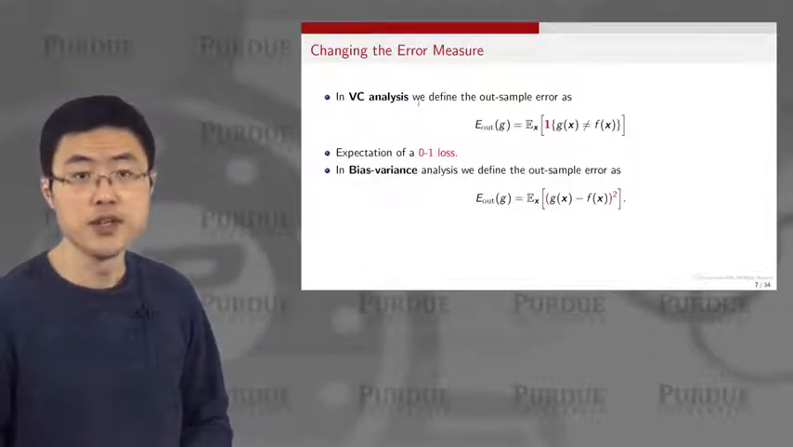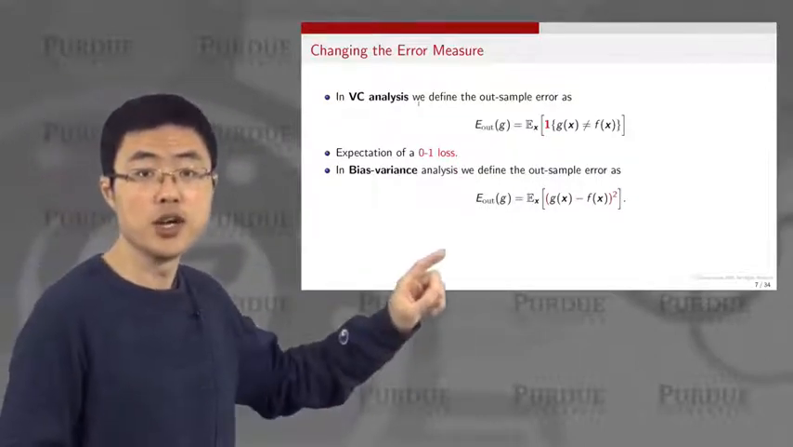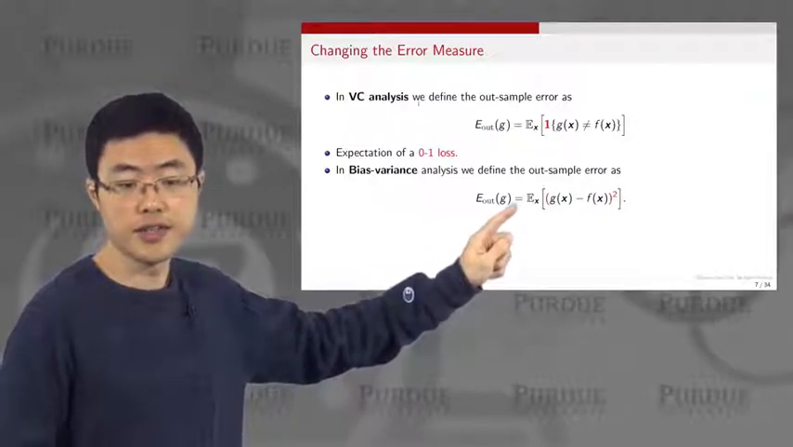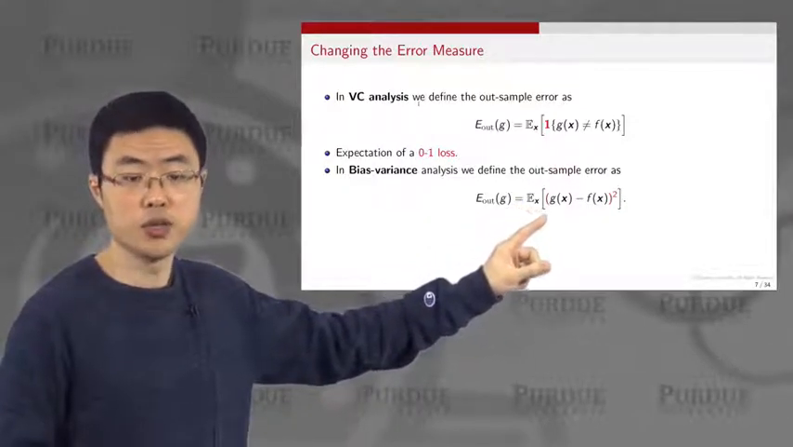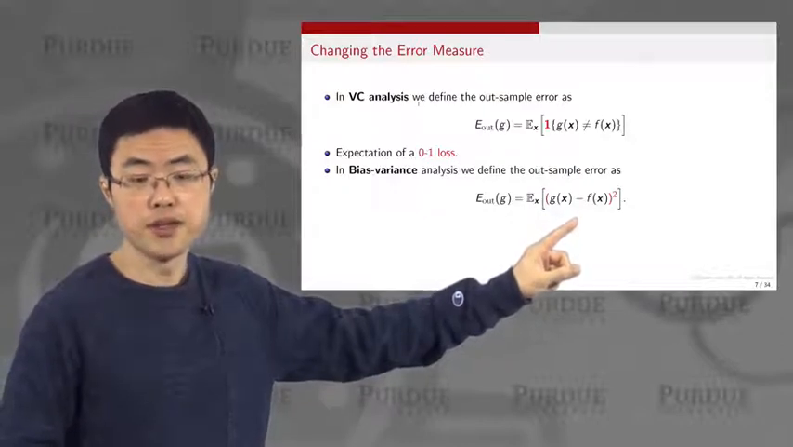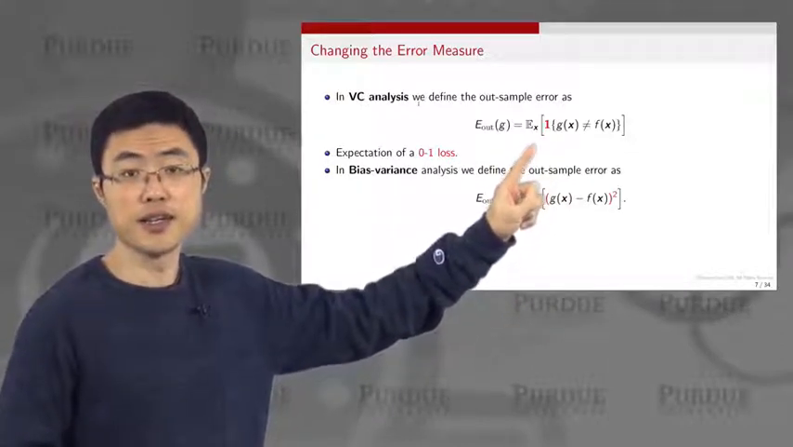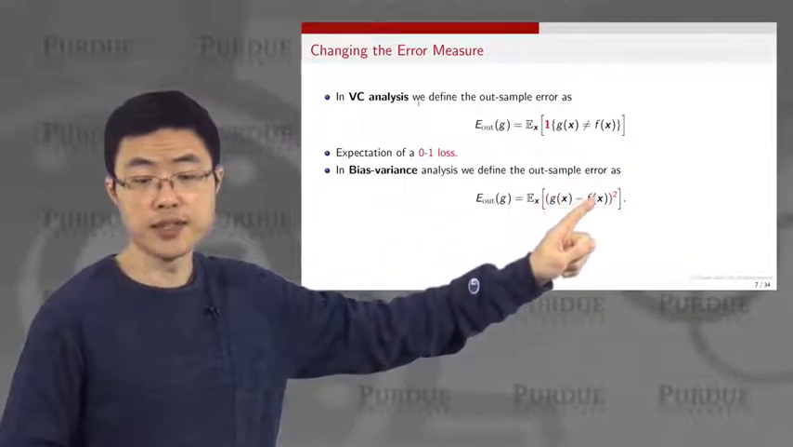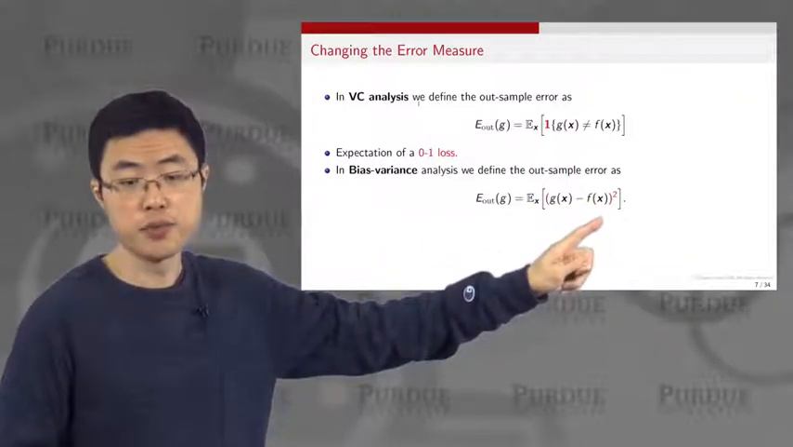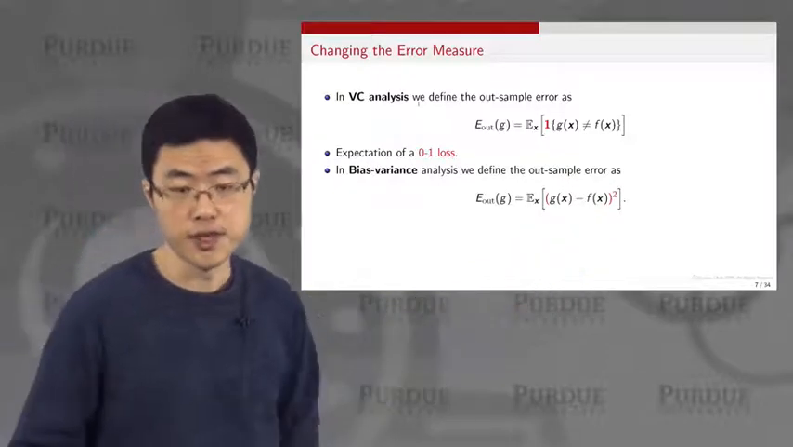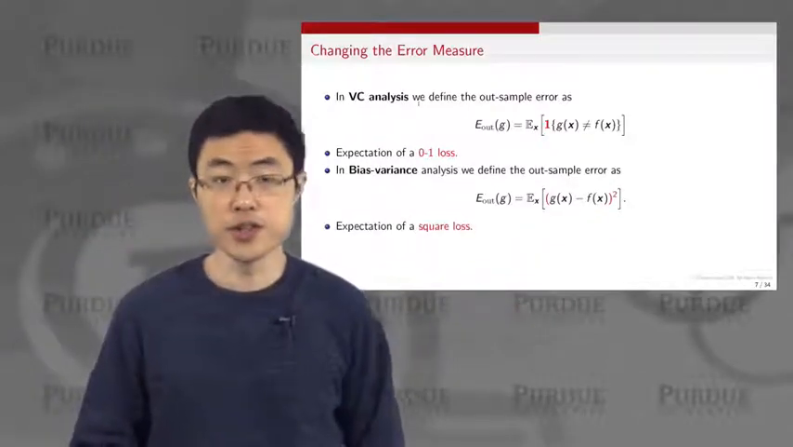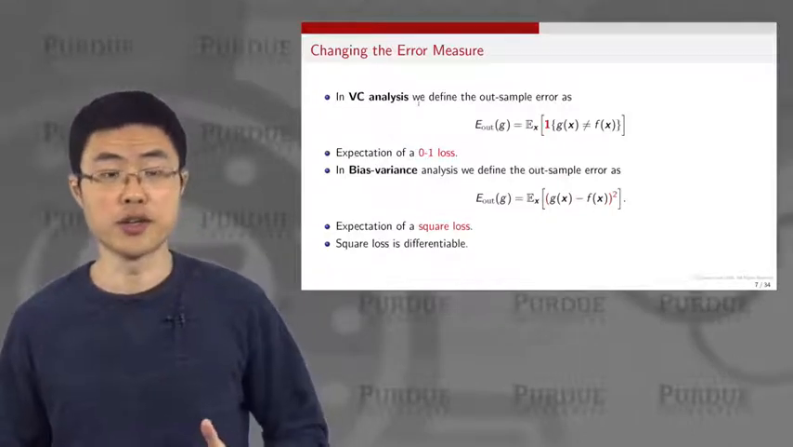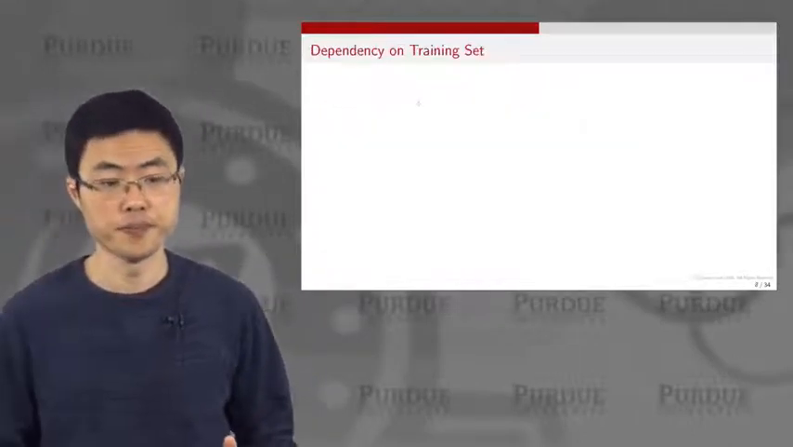of loss. So in the bias and variance setting, we are changing the loss from the 0-1 loss to a square loss. So instead of using an indicator of whether there is a mistake or no mistake, I'm replacing it by a square term between your g and your f. This is called a square loss, and the square loss is good because it is a differentiable loss.